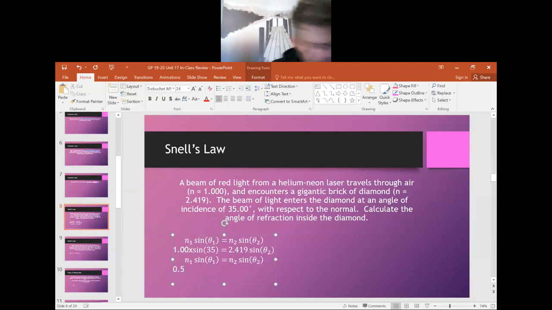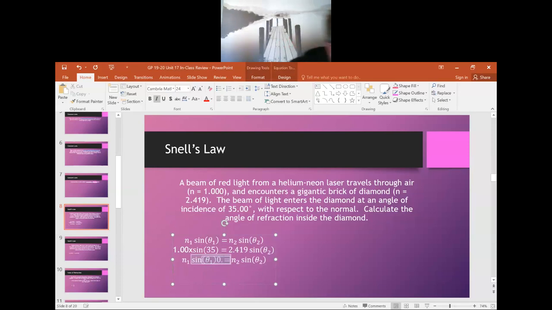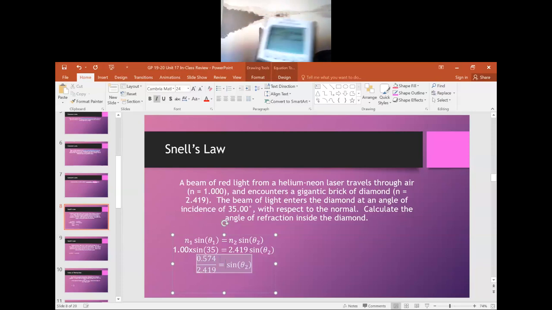So 0.574 equals, or actually that's going to get divided by 2.419. That equals our sine of theta 2.